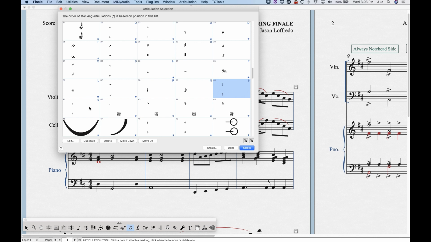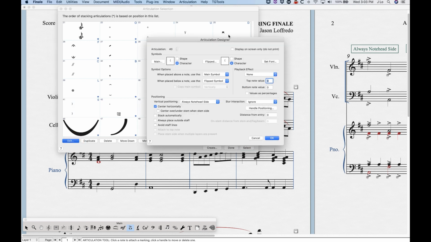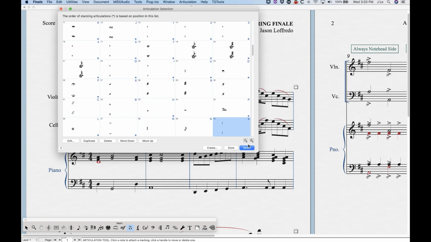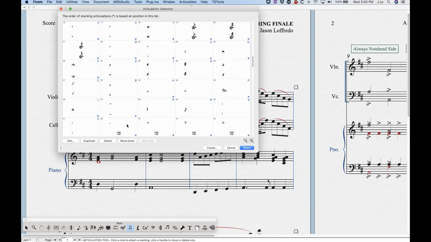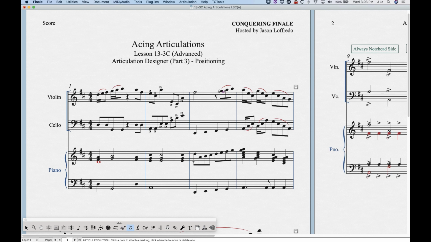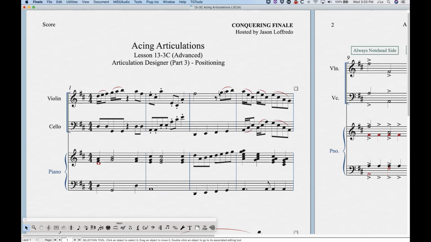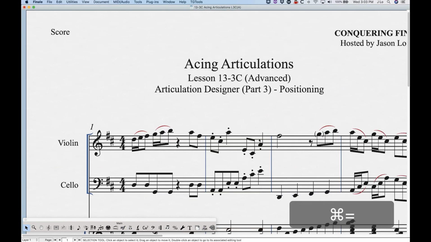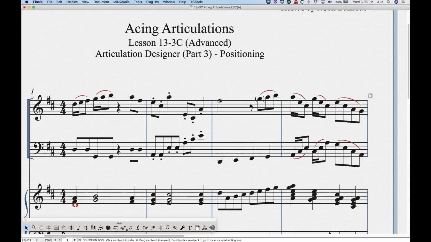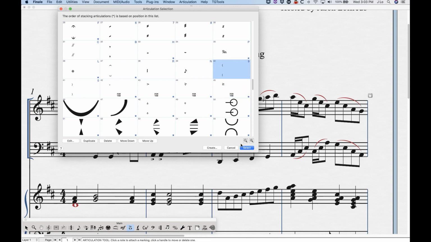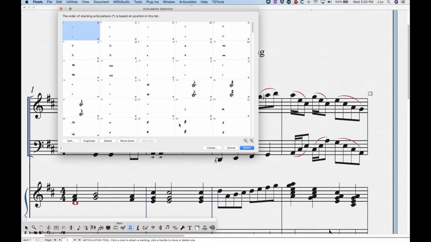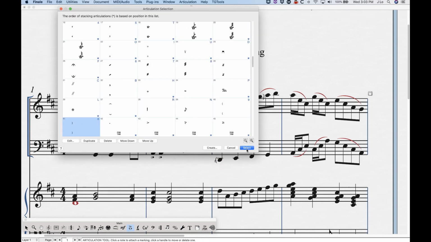So I've got 2 parentheses, a left and a right parenthesis set up here, and you can see that the articulation designer has it set to always note head side, right? And when we use those articulations, you'll see on this note here that it places the articulation to the left and to the right of the note head there, right? And it doesn't matter which way the stem is going. We'll always place it next to the note, or note head side, right, as it suggests.